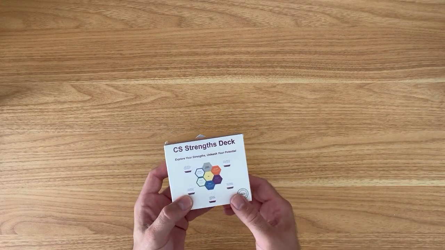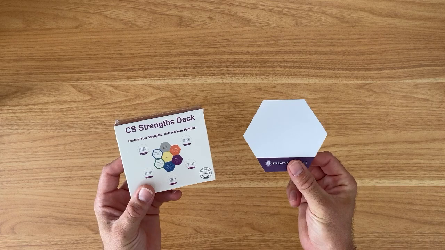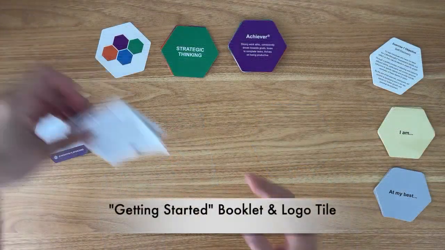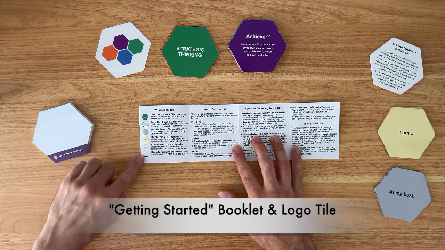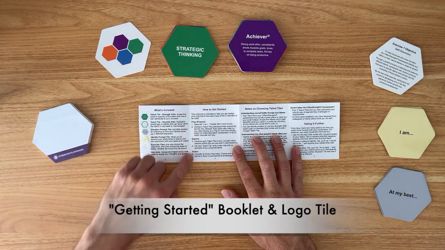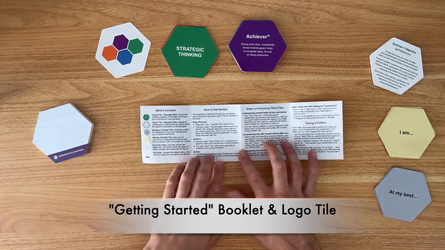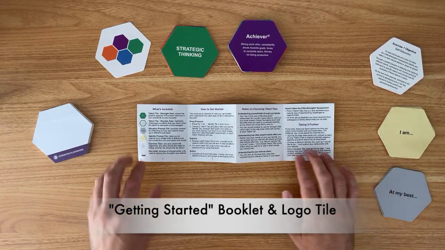When you get your delivery, you'll have two parts, a CS Strengths deck and a pack of hex notes. Let's look inside. When you open the Getting Started booklet, you will find a brief introduction to the different tiles, how to get started, a nice little exercise to get you going and using the deck straight away, and then some helpful tips on how to take it further and get the most out of your deck.